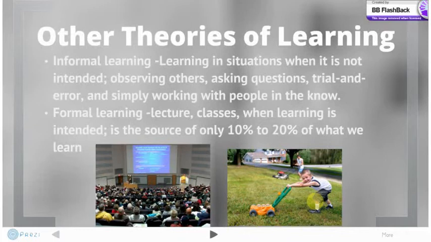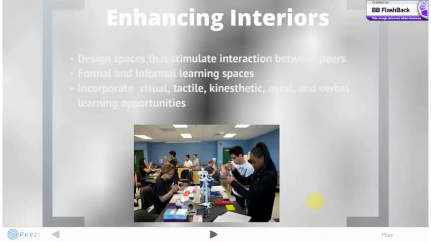Informal learning is learning in situations when it is not intended. Some examples of this are observing others and asking questions. Formal learning is where learning is intended. These are typical education settings, such as lectures and classes. This is only 10 to 20% of what we learn. Space can be designed to stimulate more interaction between peers. By doing this, all the learning styles are incorporated into the interior, providing students with learning outlets in their living spaces.